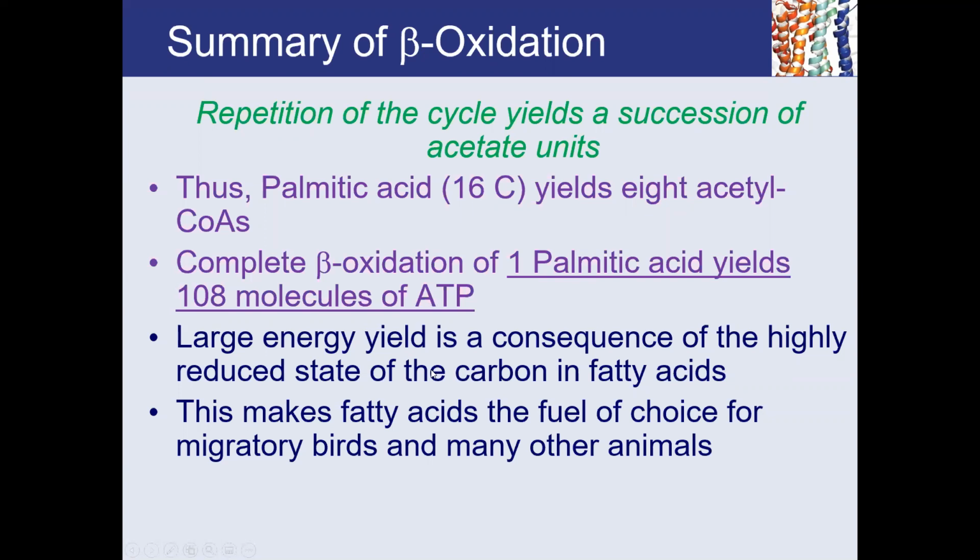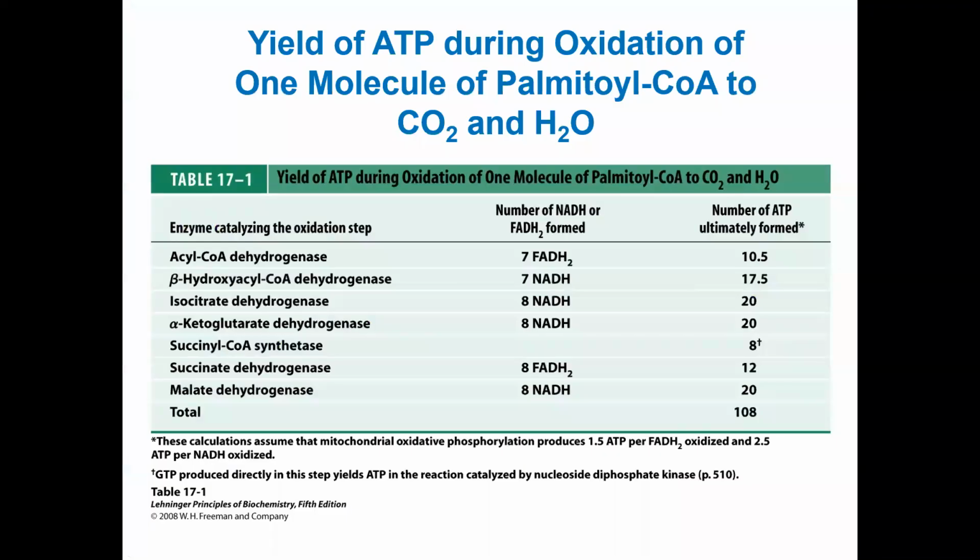And that's because this molecule of fatty acid is in the most reduced state of carbon, right? So there are lots of electrons embedded in these molecules, very energy rich. And so that's what makes this the fuel of choice for migratory birds and many other animals, such as seals and polar bears.